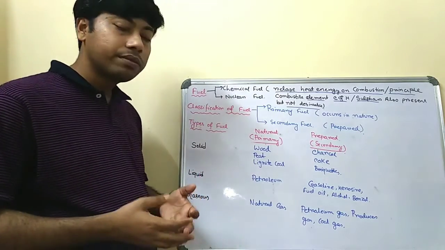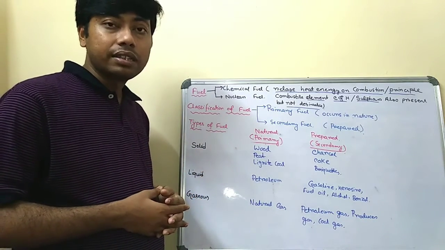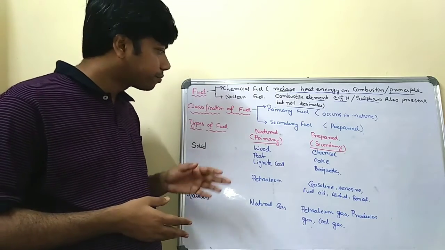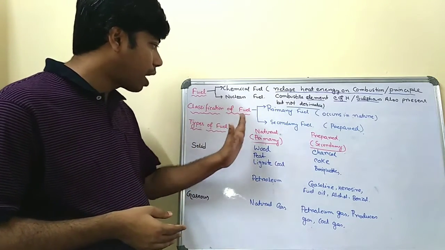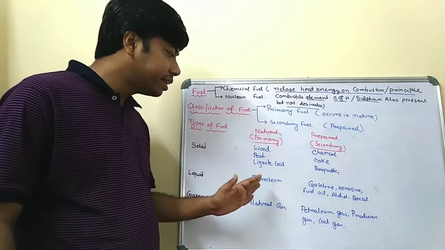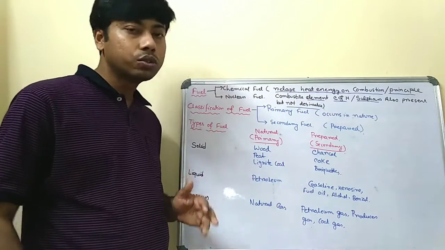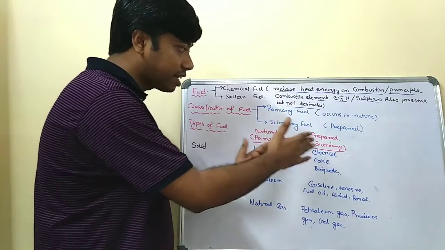If the fuel is in a gaseous state, then it's called gaseous fuel. Now, some examples of solid fuel, primary as well as secondary: wood, peat, lignite, coal, charcoal, coke. These are solid fuels, but some are primary and some are secondary.